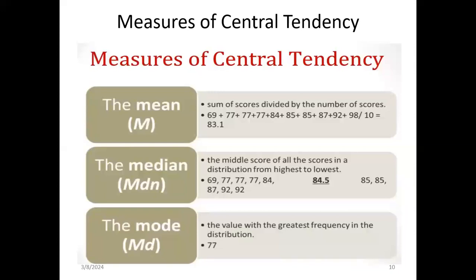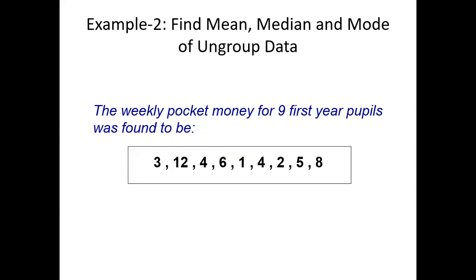So here you would have to arrange them as it is arranged here, 69, 77, and so on. When you're looking at this, this is an even number because there are 10, so you have to get the average, which is 84.5, because you add the two numbers and divide by 2. The mode is 77 because 77 appears the most in this data set. So take your time and do the calculation for the mean, mode, and median for these data sets.